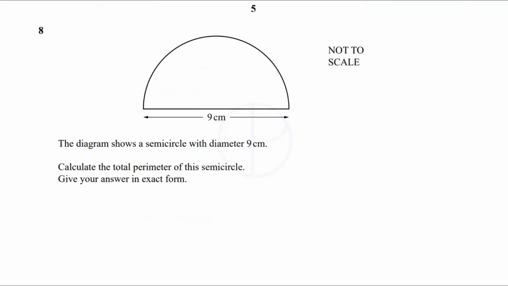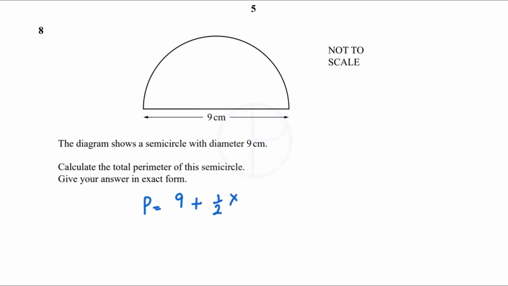Next, question number 8. The diagram shows a semicircle with diameter 9 centimeter. Calculate the total perimeter of this semicircle. Give your answer in exact form. The total perimeter of the semicircle is adding the diameter with the arc length of the semicircle, which is nothing but half of the circumference of the circle.